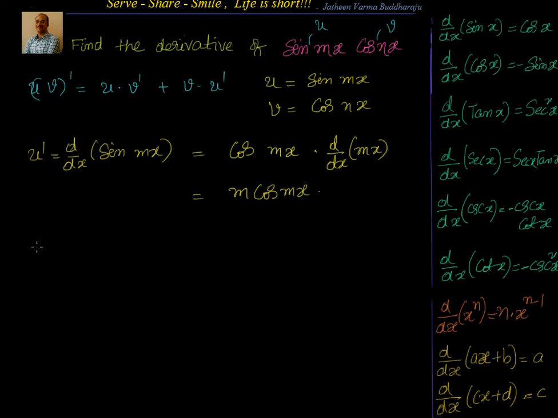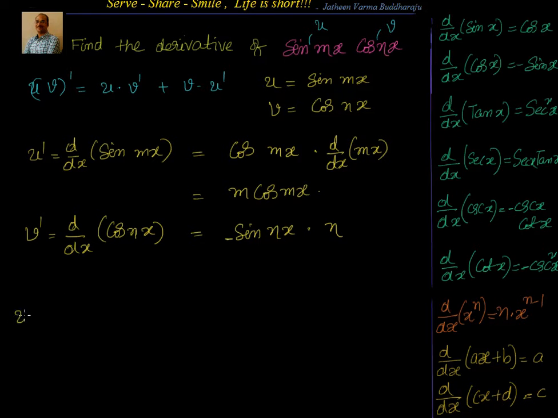Since we are in the initial stage, we have to be a little bit elaborate, but after some time, once you get expertise with this, you will directly write it down like this. For d by dx of cos nx, you will say the derivative of cos is minus sine, so you can write minus sine nx, and the derivative of nx is n, so you will directly write minus n sine nx after some time.